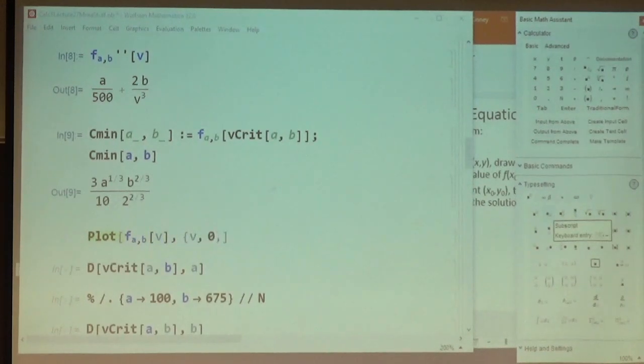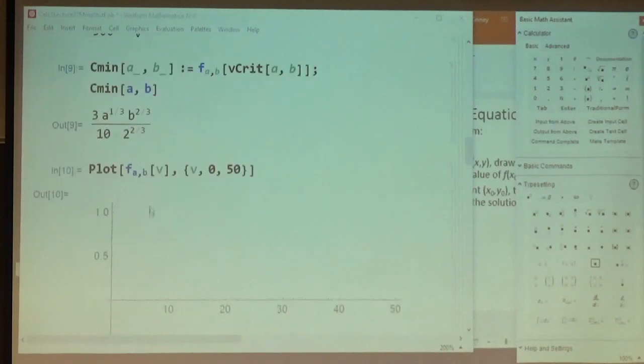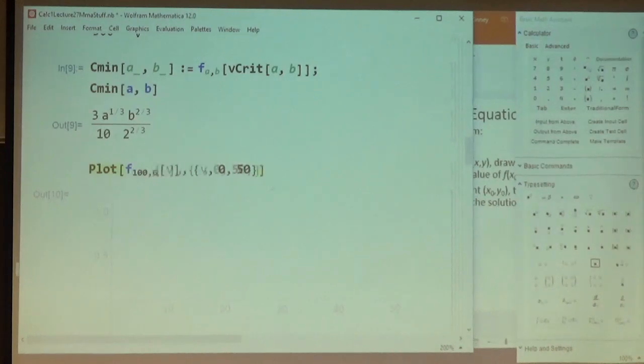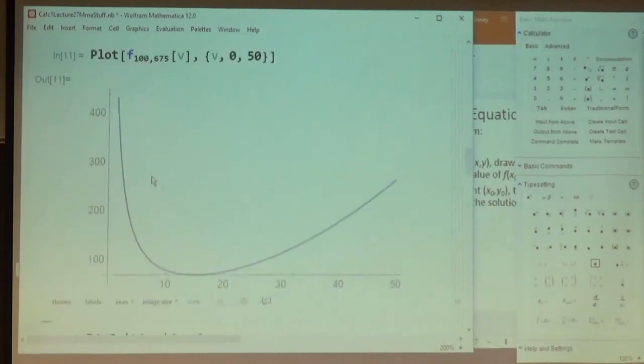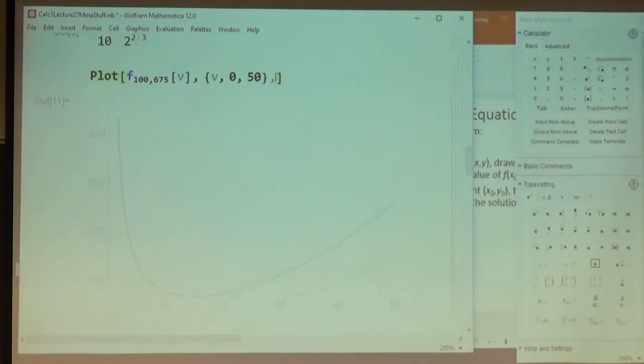V goes from, say, 0 to 50 or something. These are speeds in miles per hour. If I plot it as it is, it won't do anything because I haven't told it what A and B are. If I plug in something specific for A and B, like 100 and 675, then I get a specific graph. You'll notice the lower left corner there is not the origin. Sometimes Mathematica does that because it just looks better, but I like putting the origin where it should be.